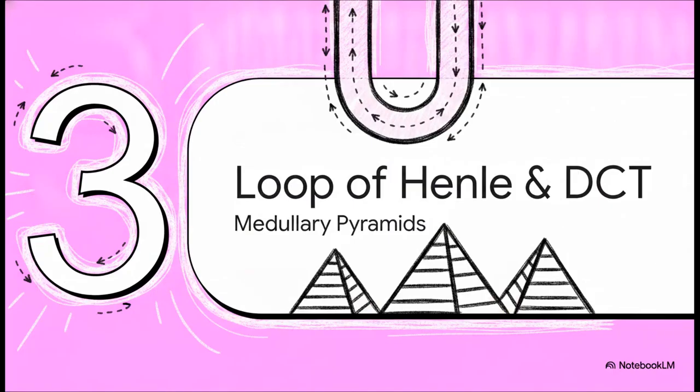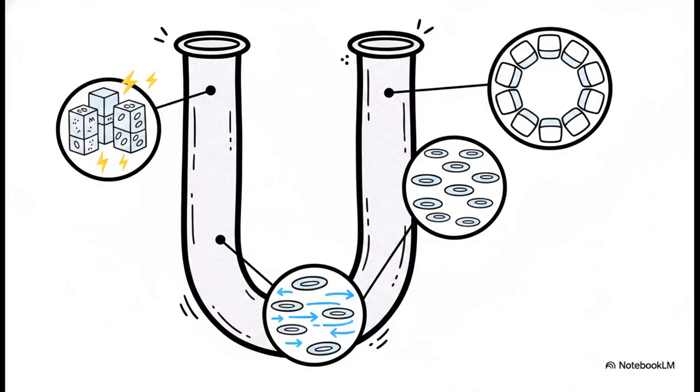Zone 3. The loop of Henle and distal convoluted tubule. Now we're tracking the filtrate as it leaves the cortex and dives deep into the medullary pyramids to build a hyperosmotic interstitial gradient. And the histology radically shifts right here. The thin descending and ascending limbs transition to a simple squamous epithelium containing very few organelles. This specific design is strictly for the passive permeability of water and ions.